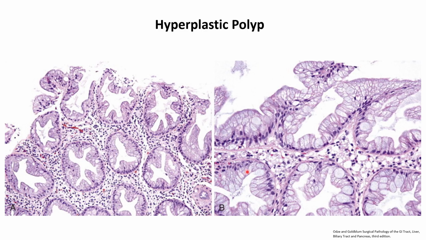These are pictures of hyperplastic polyp. We can see that there are serrations affecting the epithelium. So there is branching of the crypts, and we can notice that there is no dysplasia.